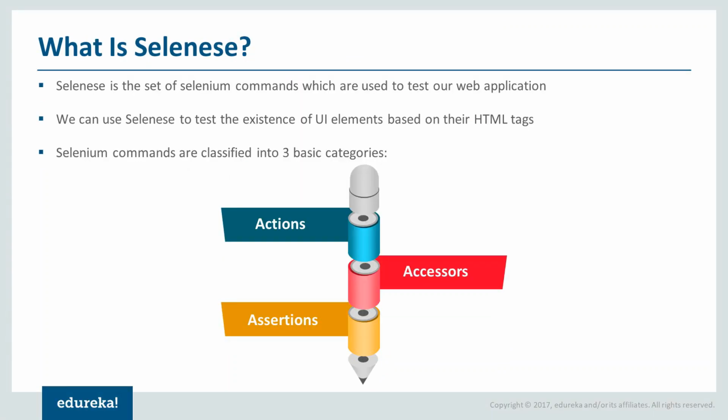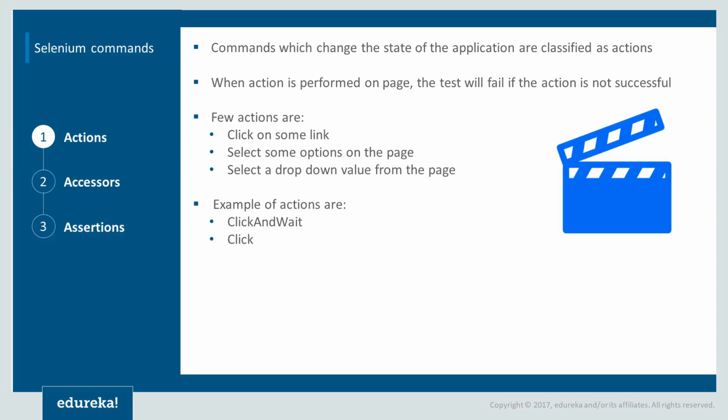So here the Selenium commands are classified basically into three categories. What are they? One is the actions, one is the accessors, and the other one is the assertions. So what are these actions? Commands which are basically used to change the state of an application. For example, if you perform a click or a click and wait, what are they known as? I'm performing this click operation or click action. So these are nothing but actions.